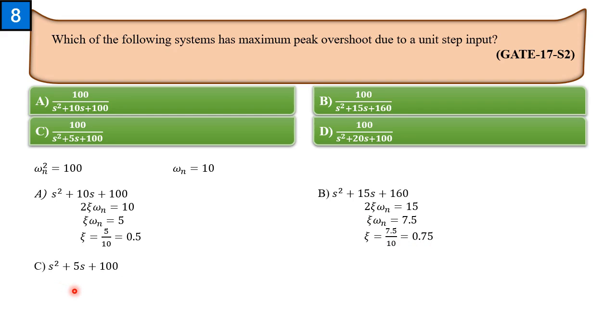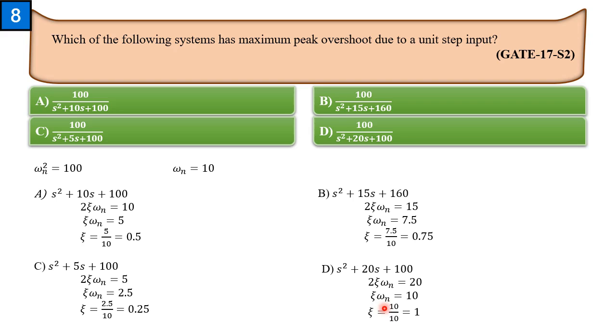Now let's see about C. 2 zeta omega n is 5, so zeta omega n is 2.5, so zeta will be 0.25. Now let's see about D. 2 zeta omega n is 20, zeta omega n is 10, so zeta will be 10 upon 10, that is 1. So as you can see, we have minimum zeta for option C only. So maximum overshoot is given by this transfer function only. So here option C is the correct one.